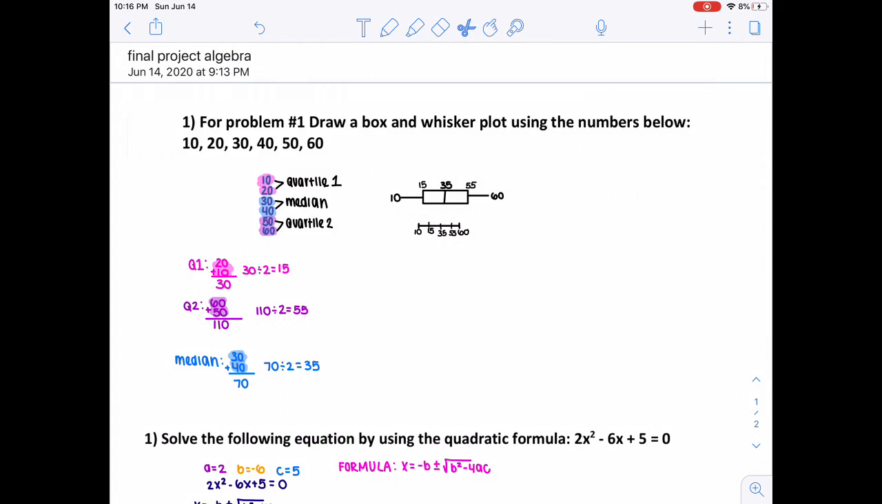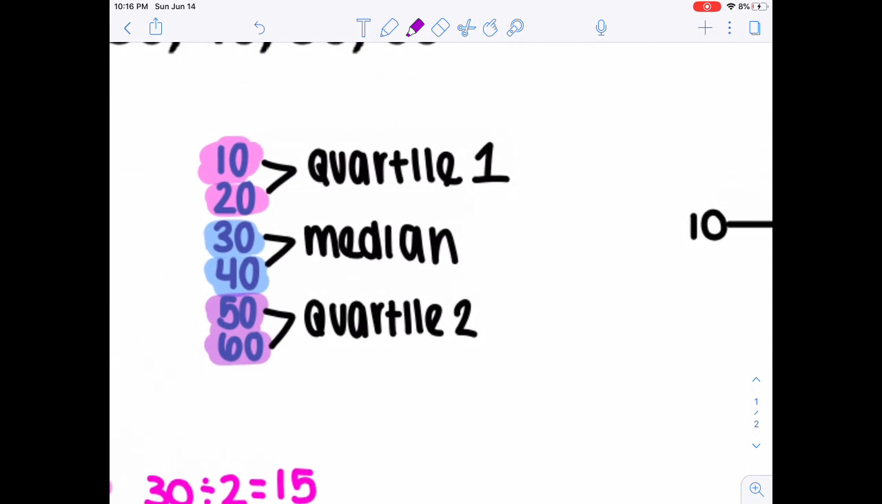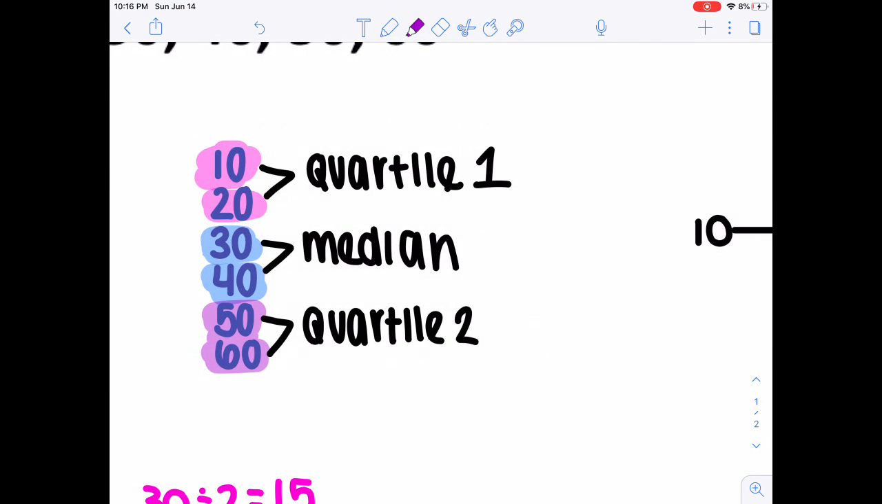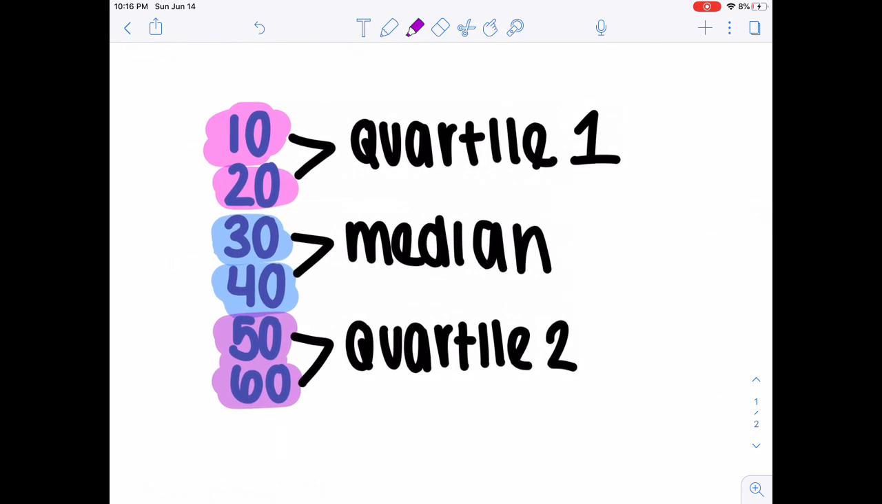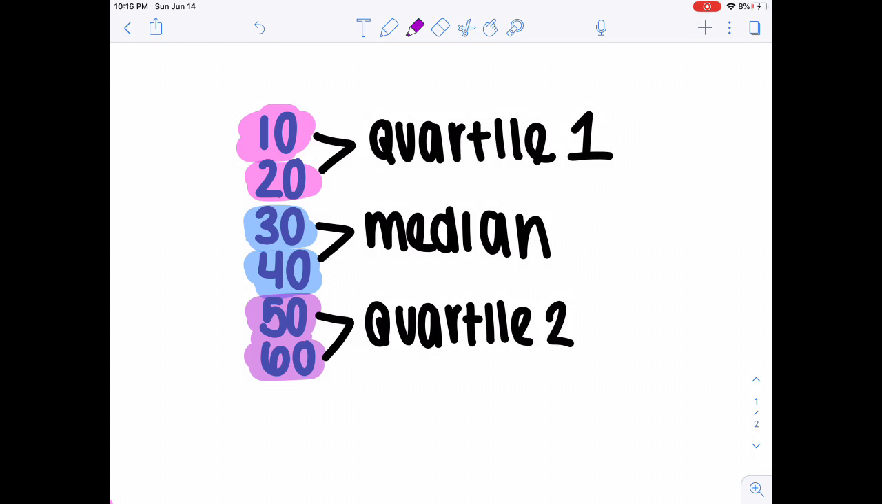Okay. For my first problem, I chose to draw a box and whisker plot using the numbers 10, 20, 30, 40, 50, and 60. So the first step is that you're going to want to write out all your numbers. So I wrote out 10, 20, 30, 40, 50, and 60.